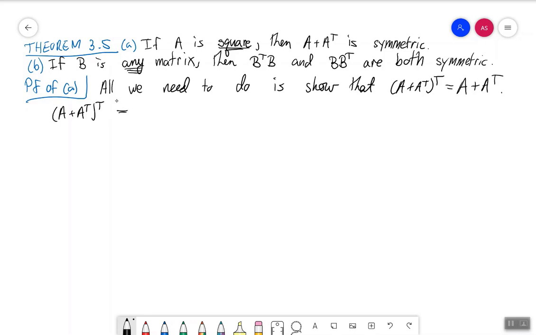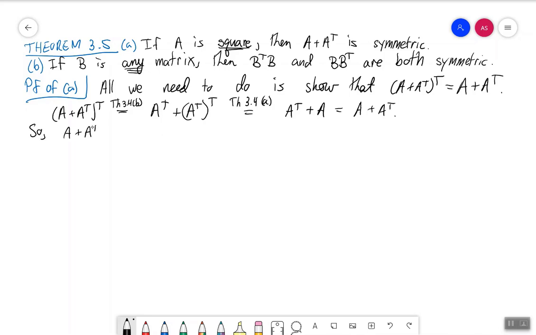by theorem 3.4b, is equal to A transpose plus A transpose transpose. And then by theorem 3.4, this is equal to A transpose plus A. But A transpose plus A is the same as A plus A transpose because addition is commutative. And that's exactly what we wanted to show. So we can conclude A plus A transpose is symmetric. Tombstone.